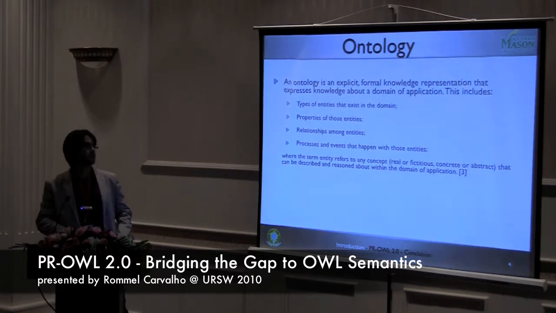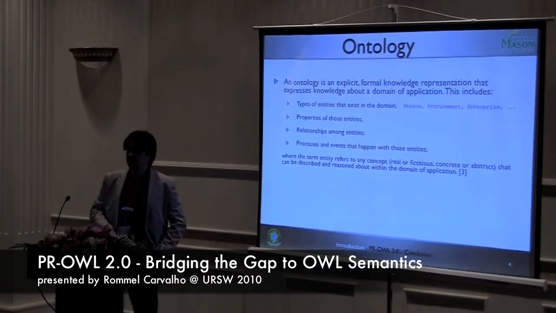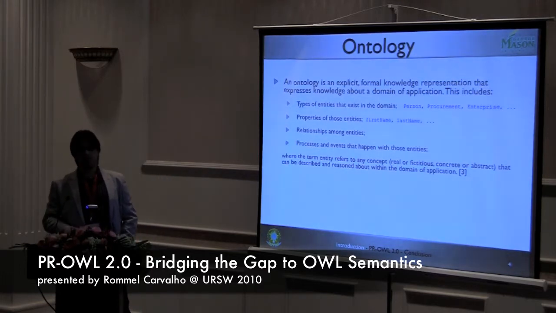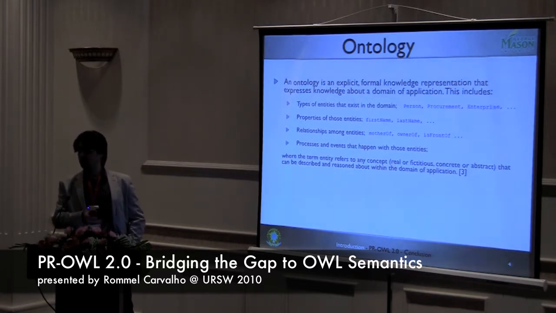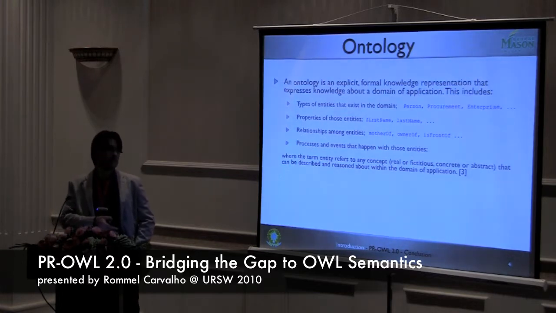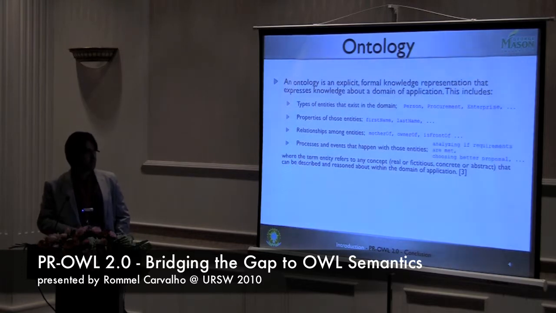I'm just going to start by saying, everybody knows this already. I just took a definition from Dr. Costa of what an ontology is. We define types of things, so you have person, procurement, enterprise, and so on. You're going to have properties, such as first name, last name of a person, and so on and so forth. You're going to have relationships, such as mother of, owner of an enterprise. You have is someone a front for that enterprise. That's something we're going to want to discover, and that's something that we're going to tie a probability to. You're going to define processes and events, such as the process of analyzing if requirements are met, choosing a better proposal, and so on and so forth. Just keep this in mind.